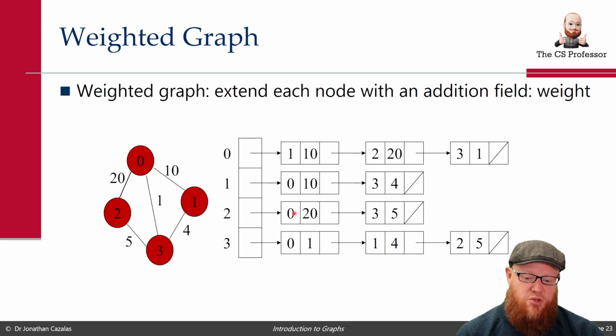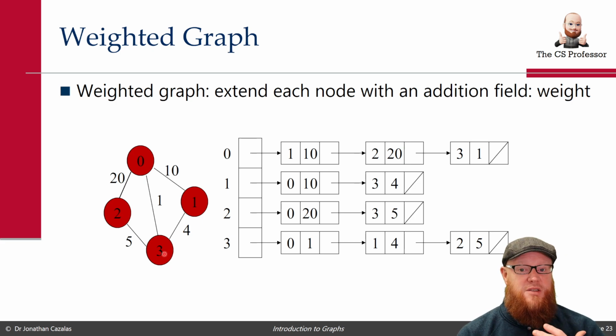So here we see that 2 is connected to vertex 0 with a weight of 20. But also 0 is connected to 2 with a weight of 20. And if we continue with 2, 2 is connected to vertex 3 with a weight of 5, and so on.